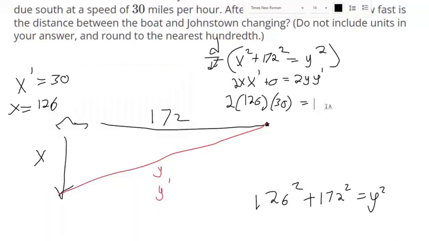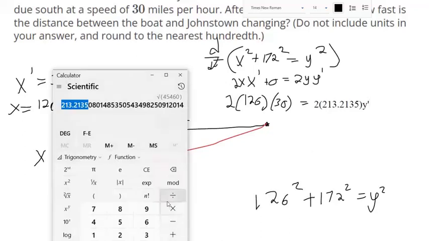So this left side is 2 times 213, and then this is y prime. It's just a little bit of algebra to finish solving, right? Got to divide both sides by 426.427 roughly. So y prime is 17.7287, or in other words, 17.73 to the nearest hundredth. 17.73.